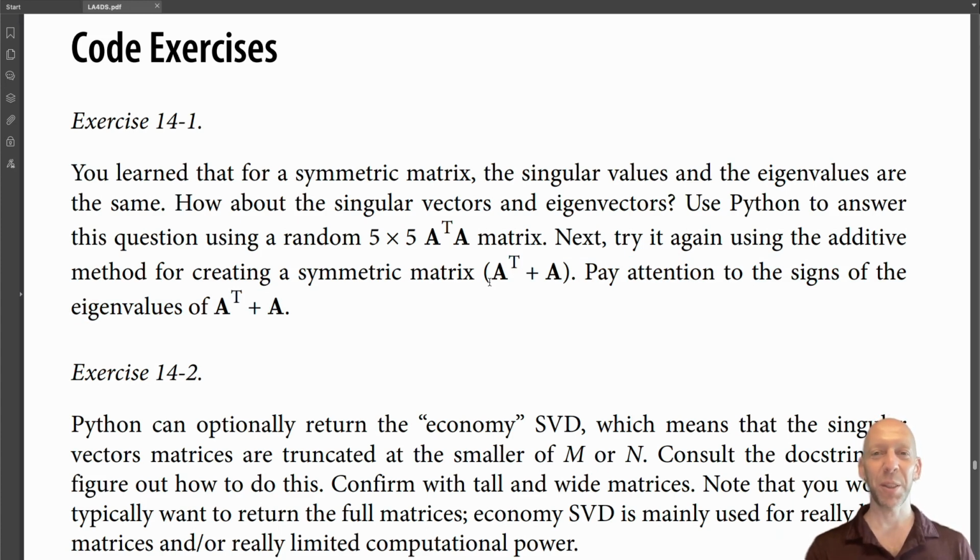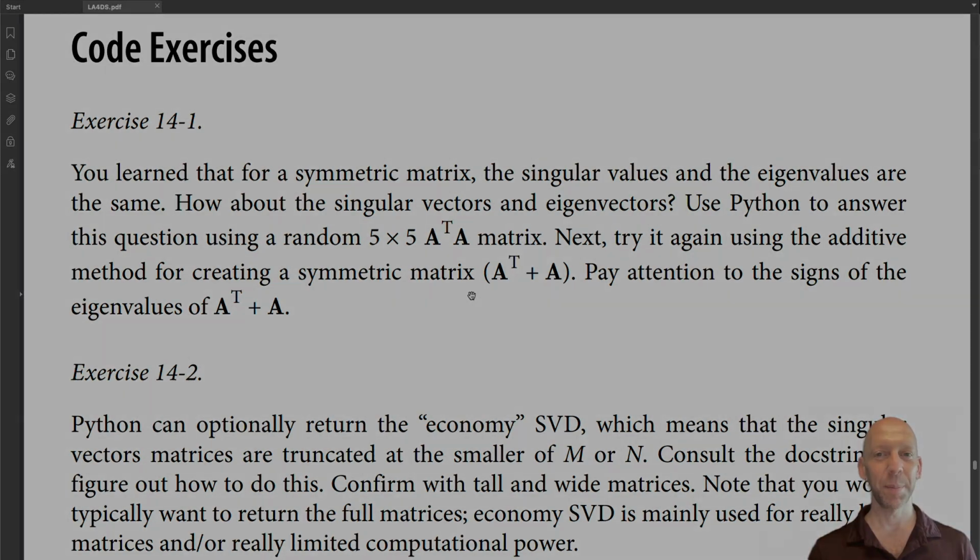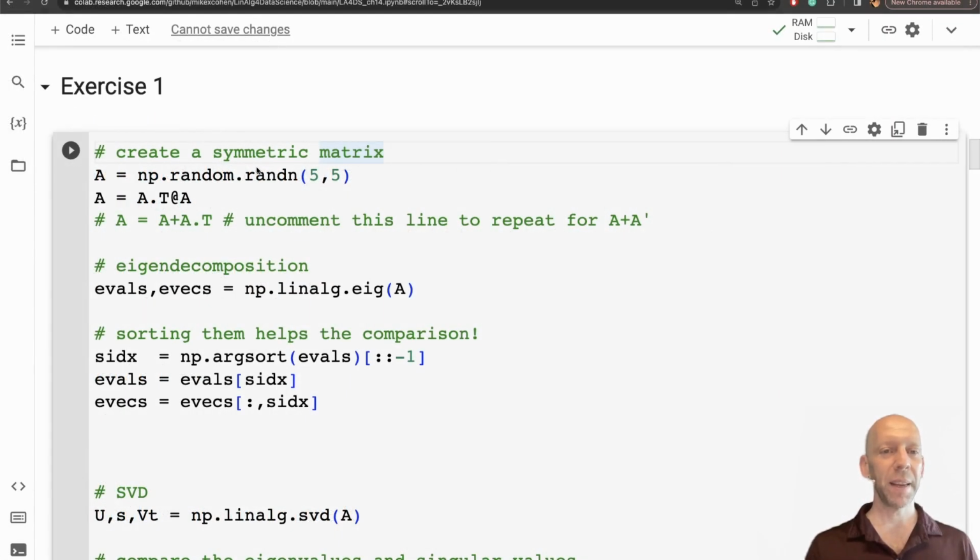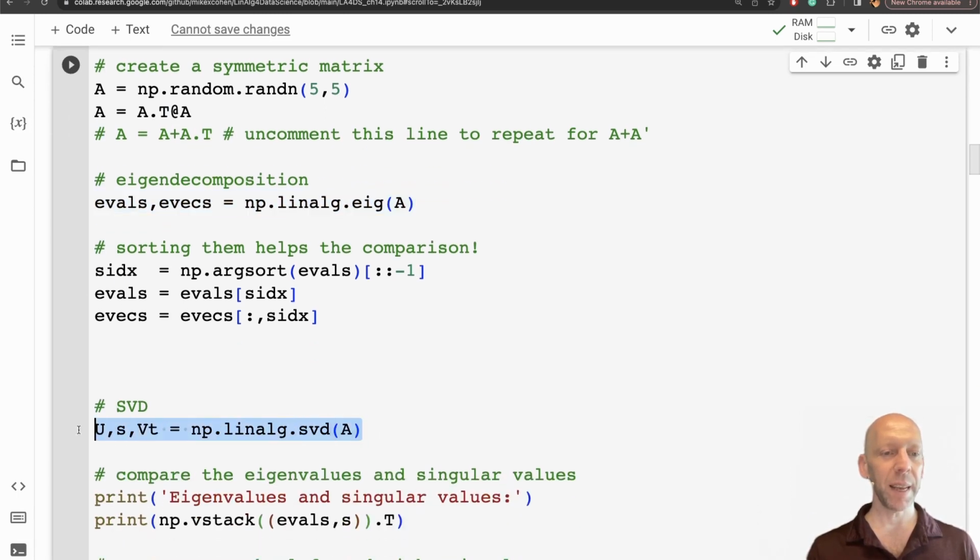Okay, so now I will switch to Python and walk through the code for this exercise. I start off by creating a 5 by 5 random matrix, and then I make it symmetric by A transpose times A. Here I have A plus A transpose. I don't know why I did the transpose in the second matrix and not on the first, but that actually doesn't matter. But we're gonna get back to this later. Okay, so here we take the eigendecomposition, and here we take the SVD.